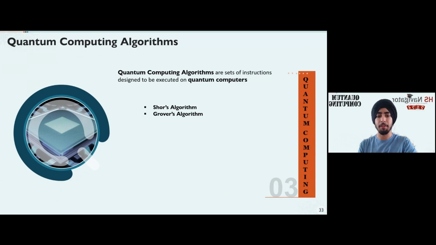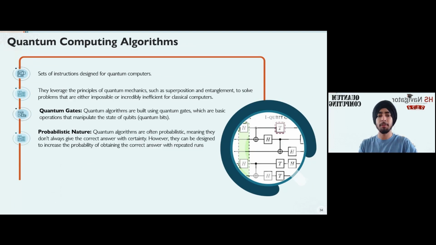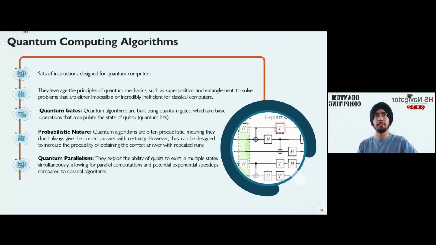Thinking about time, I'm going to go through a few of these a little bit faster. So quantum computing algorithms are instructions designed to be executed on quantum computers. Obviously, you execute algorithms on your normal computer. There are specific quantum computing algorithms designed to be executed on these quantum computers. These algorithms take advantage of the properties of quantum computing that we mentioned before, the entanglement, superposition, decoherence, and they solve problems that are either impossible or incredibly inefficient for classical computers.